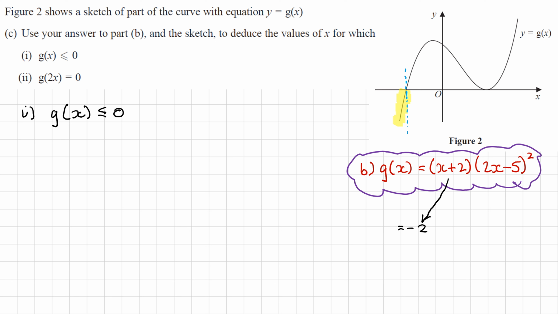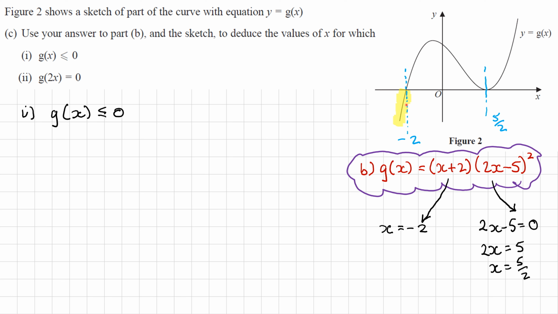And the other bracket is going to give us another root, and that's going to be when 2x minus 5 is equal to 0. In other words, 2x is equal to 5, so x is equal to 5 over 2. And that's going to be at this point here. Now, I know it's at this point because whenever you've got something like this and it's squared, this will always be a bounce, where the graph bounces rather than crosses the axis. So it bounces at x equals 5 over 2 and it crosses when x is -2.